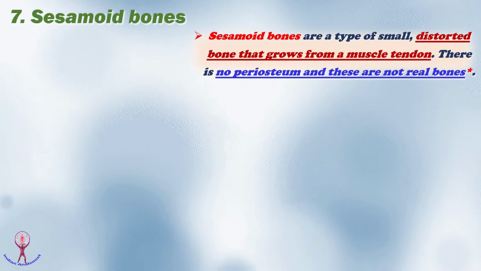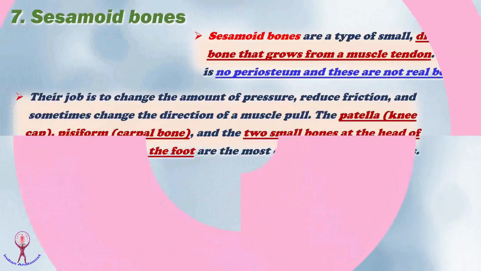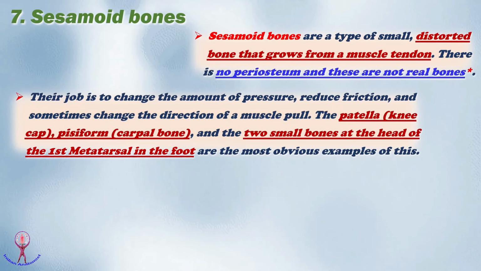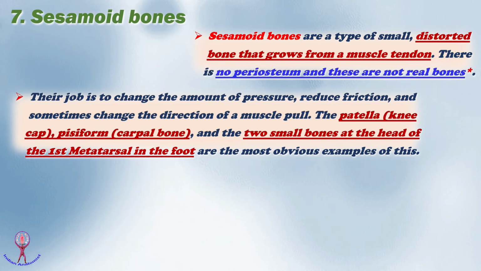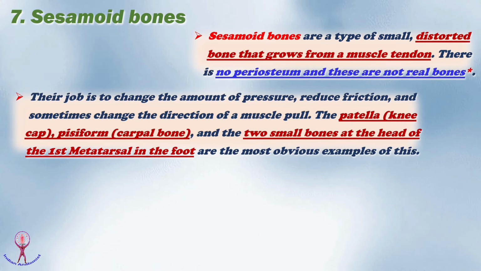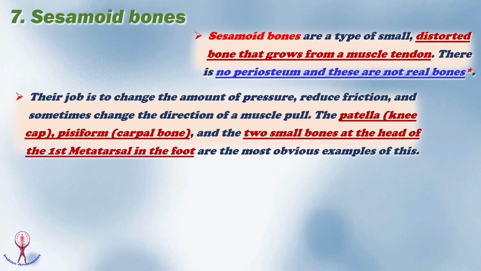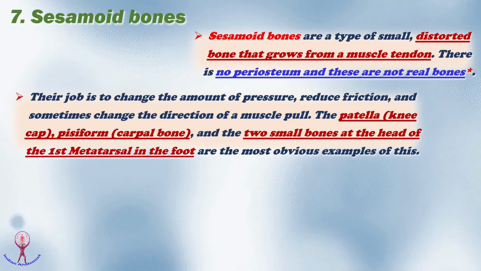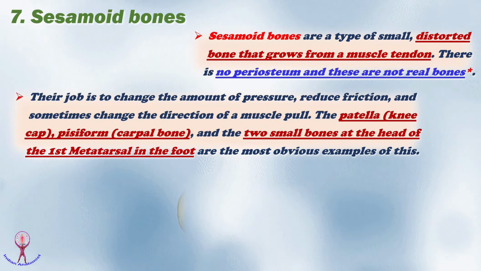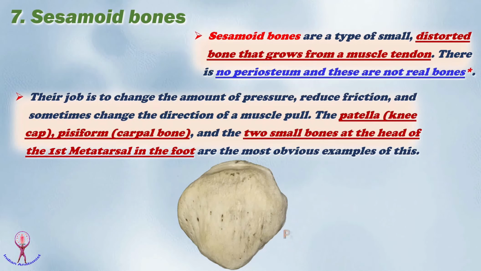There is no periosteum, and these are not real bones. Their job is to change the amount of pressure, reduce friction, and sometimes change the direction of a muscle pull. The patella or kneecap, the pisiform, one of the carpal bones, and two small bones present at the head of the first metatarsal in the foot are the most obvious examples of this.